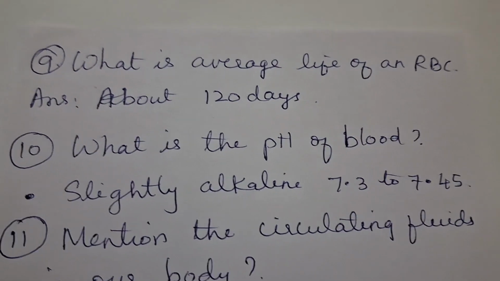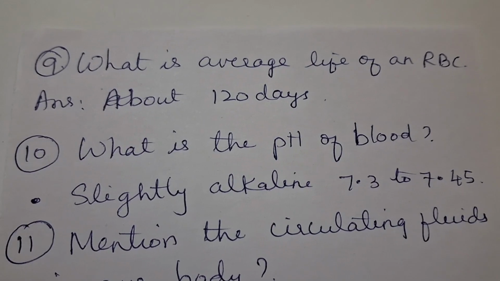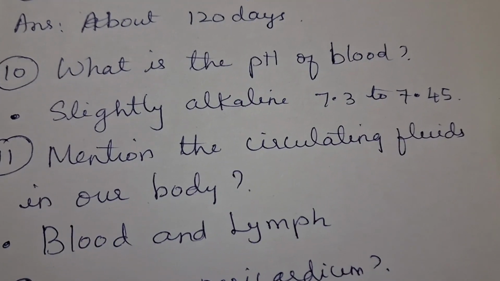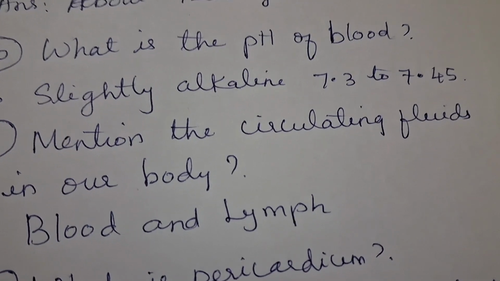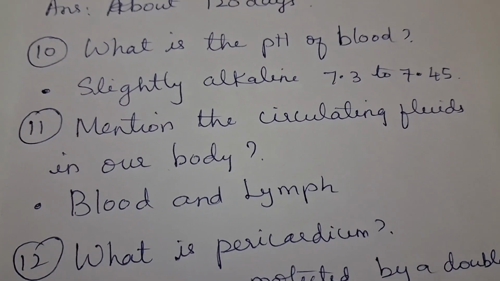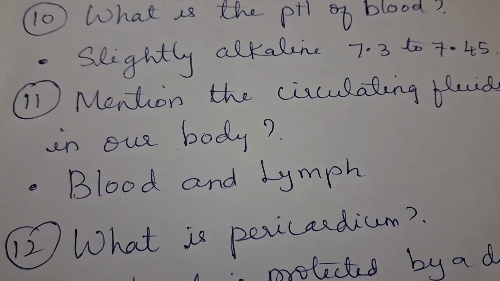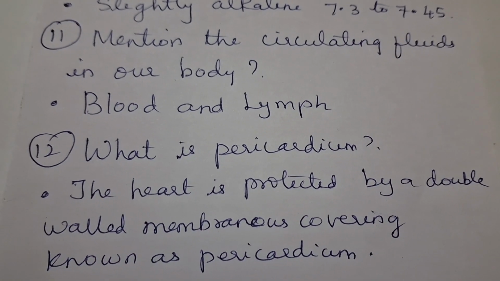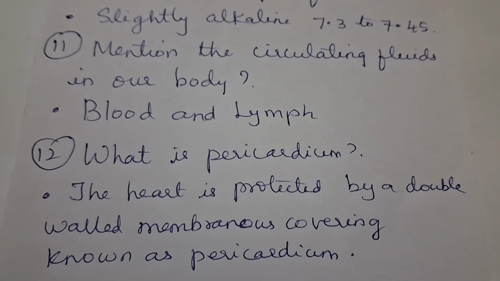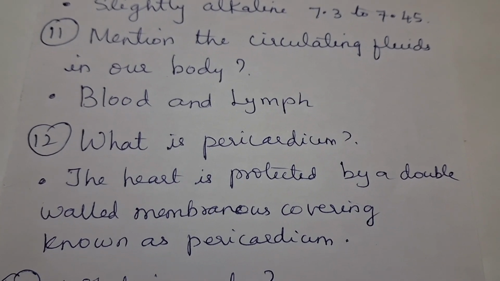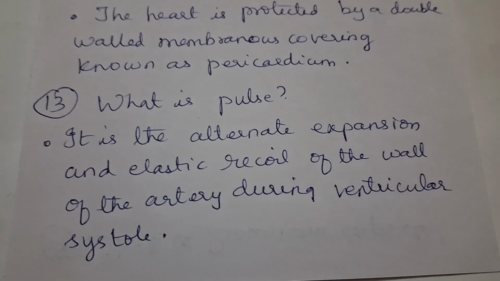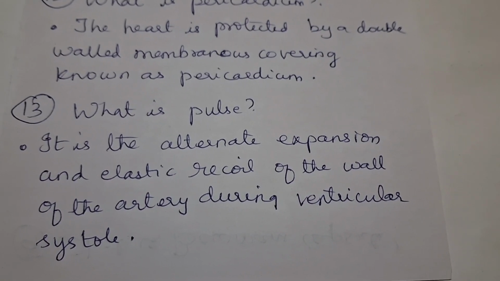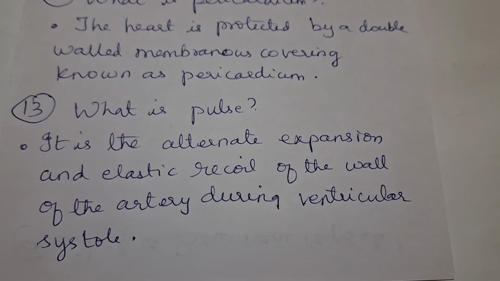What is the average life of an RBC? It's about 120 days. What is the pH of blood? Slightly alkaline, between 7.3 and 7.45. Mention the circulating fluids in our body: blood and lymph. What is pericardium? The heart is protected by a double-walled membranous covering known as pericardium. What is pulse? It is the alternate expansion and elastic recoil of the wall of the arteries during the ventricular systole.